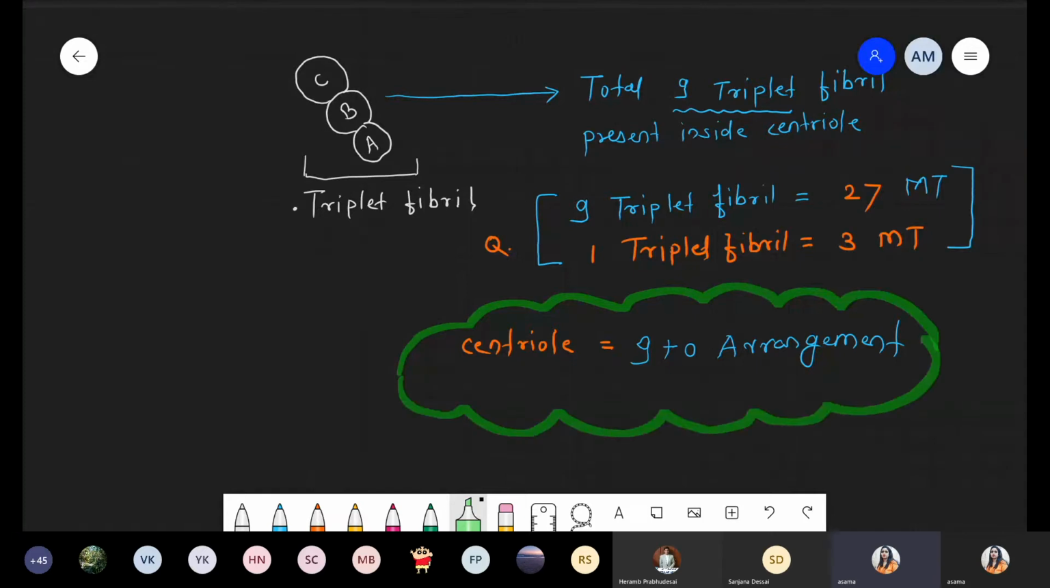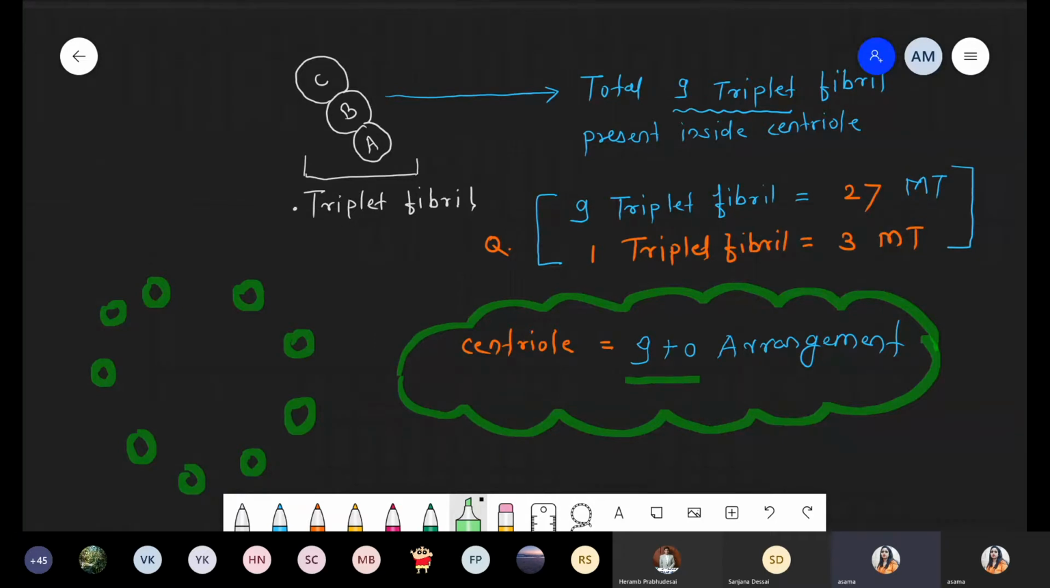It means that on the periphery a total of 9 triplet fibers are present. 1, 2, 3, 4, 5, 6, 7, 8, and this is the 9. So at the periphery 9 and at the center 0. 0 means what? There are no microtubules present at the center. So this type of arrangement is called the 9 plus 0.